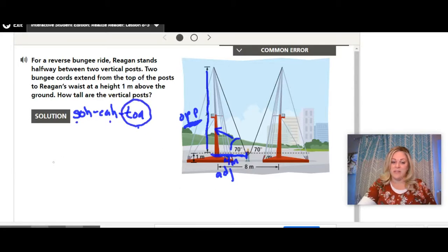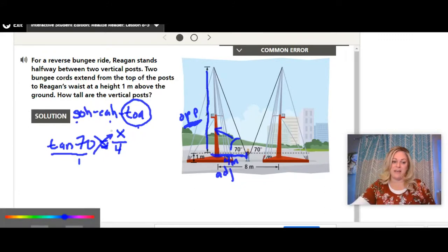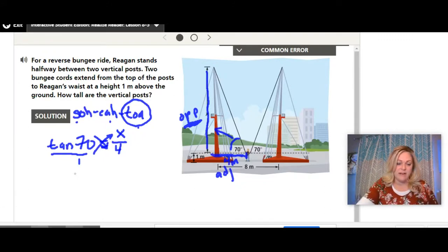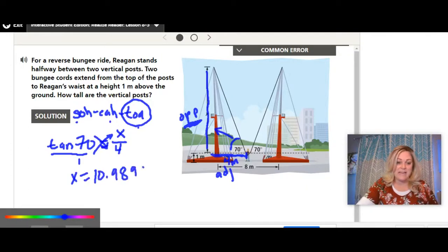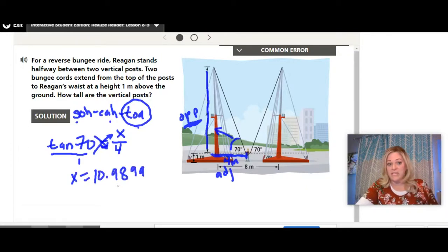That's the trig formula you're going to need to use. So tangent 70 equals opposite, which is x, over adjacent, which is 4. Cross multiply, grab those calculators, plug that in, and see what you get. When I worked it out, I got x equals 10.9899, probably 11-ish. So it says, let's see, how tall is the vertical post?